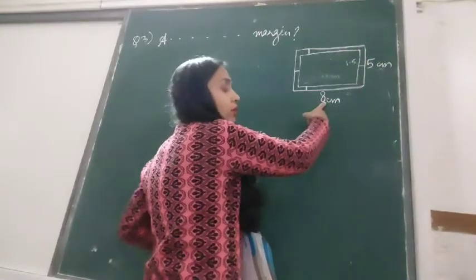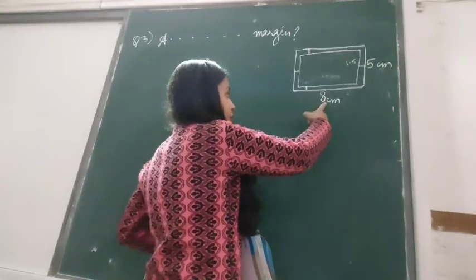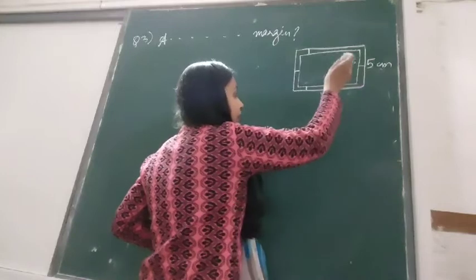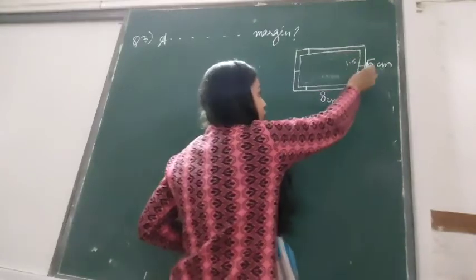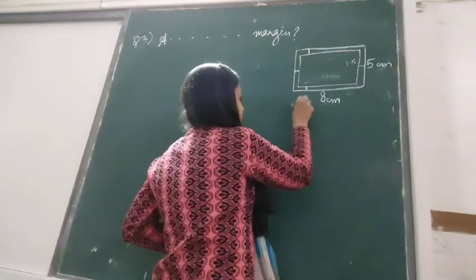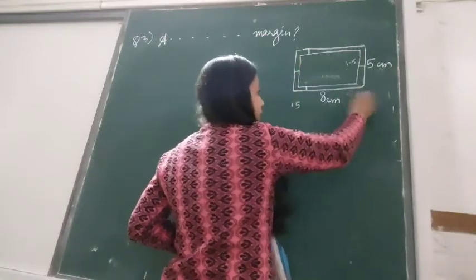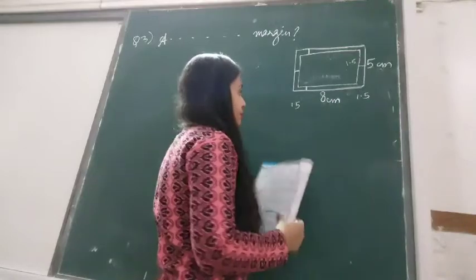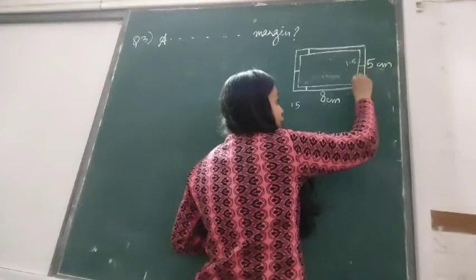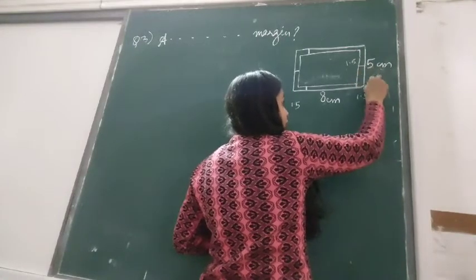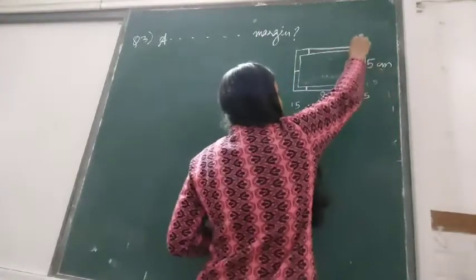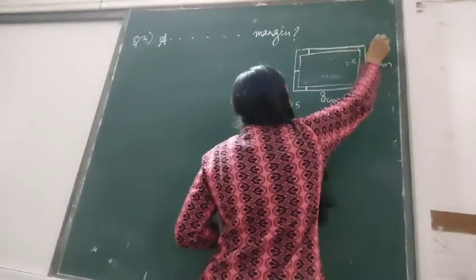So the new length will be this. Correct? That means from 8 we remove 1.5 and 1.5. Yes? Yes or no? And this is the new breadth from which we will remove this length, which is 1.5, and we will remove this length, which is 1.5. Okay.